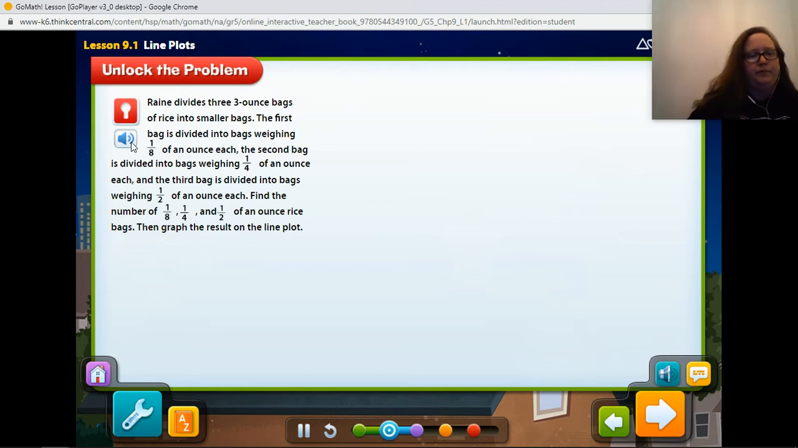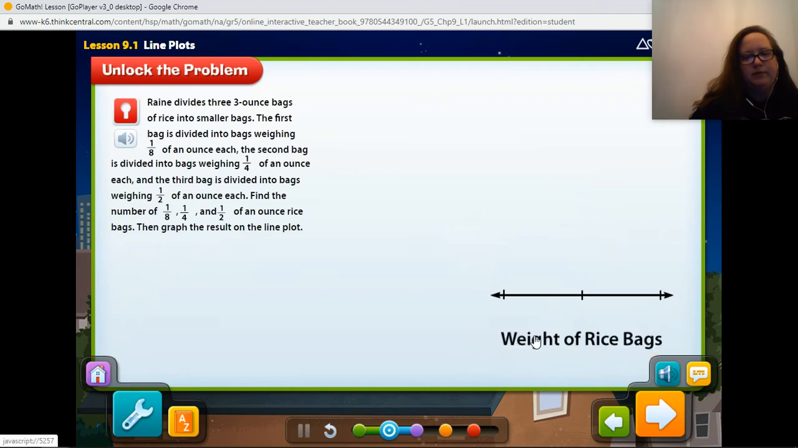Then graph the results on the line plot. Let's unlock this problem. First, create a title for your line plot. It should describe what you are counting. And what we're counting is the bags of rice, or the ounces of rice.